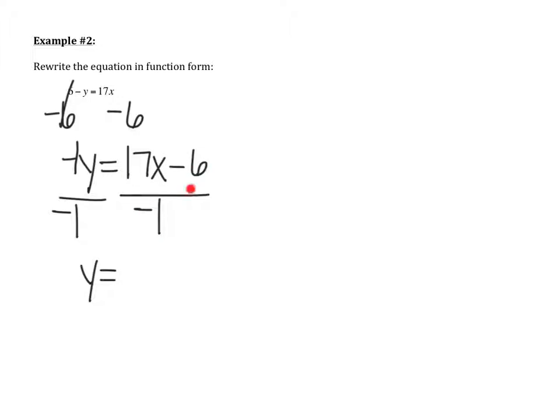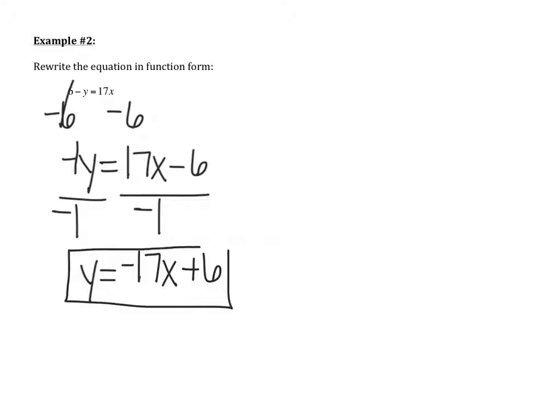I'm also going to divide negative 6 by the negative 1. I have to divide that entire right side by negative 1. So 17x divided by negative 1 would be negative 17x, and negative 6 divided by negative 1 would be positive 6. So my function form answer in this one would be y equals negative 17x plus 6. And let's look at one more example.